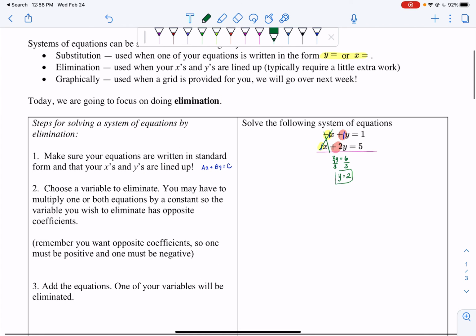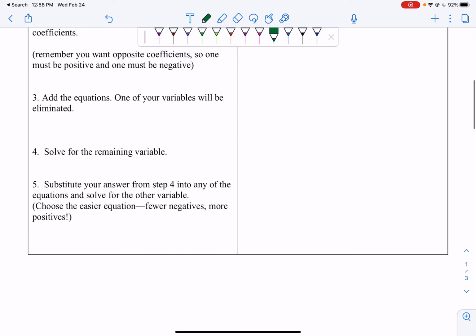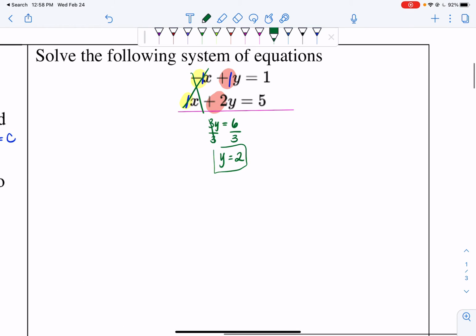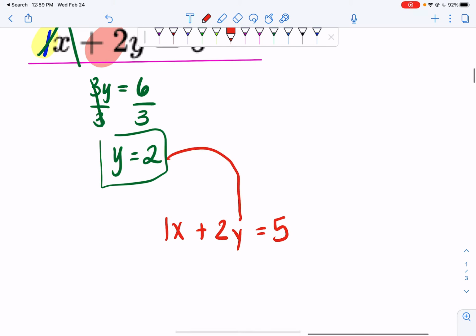But here's the issue. I'm not done. Step 5 says substitute your answer from step 4 into any of the equations and solve for the other variable. One of the things I'm adding: choose the easier equation, with fewer negatives and more positives. So the equation I'm going to choose to substitute y into to solve for x is my second equation, 1x plus 2y equals 5. So I'm going to write down that equation: 1x plus 2y equals 5. Everywhere I see a y, I'm going to substitute a 2.